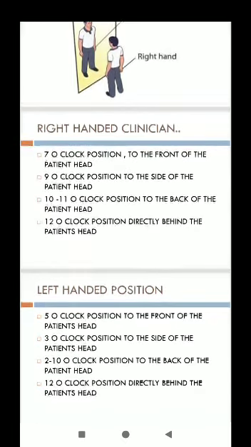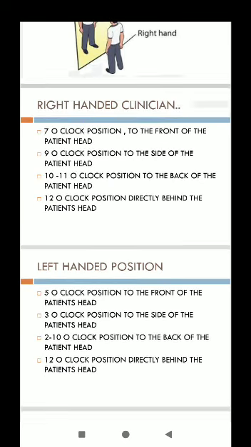Now coming to the left-handed position, the dental practitioners who are left-handed can go into the following clock positions. These are 5 o'clock position, that is to the front of the patient's head, 3 o'clock position to the side of the patient's head, 2 to 10 o'clock position to the back of the patient's head, and 12 o'clock position that is directly behind the patient's head.